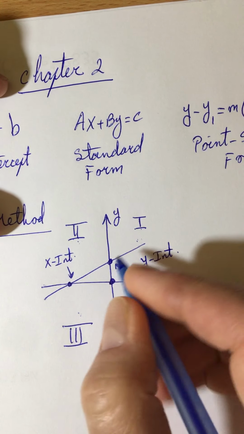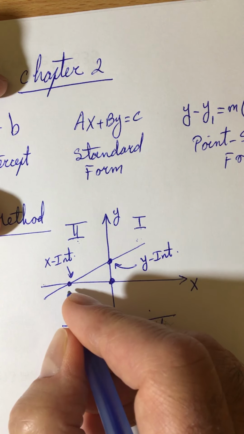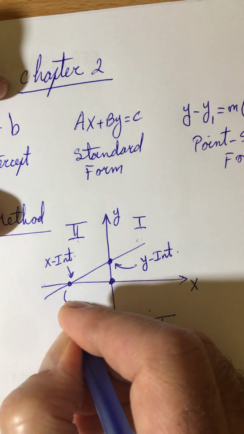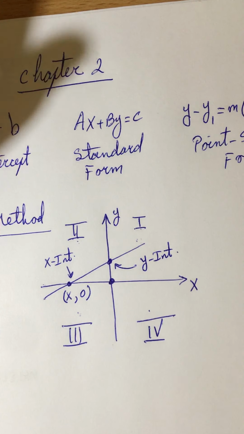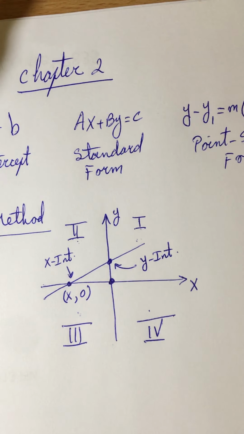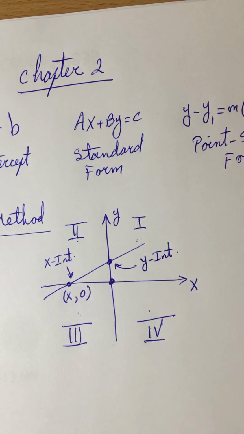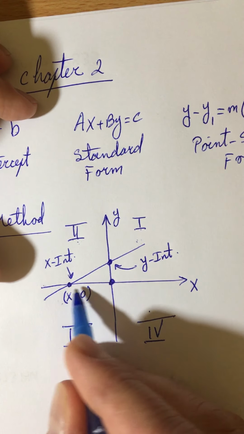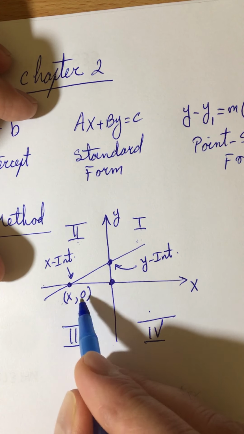Now remember, when you are on the x-axis, you have no y values. There is no movement going up and down. So your y value is always 0, but you have some kind of an x value. So whenever we talk about the x-intercept, the y value is always 0. And I hope everybody remembers writing a point as an ordered pair, an x and a y.